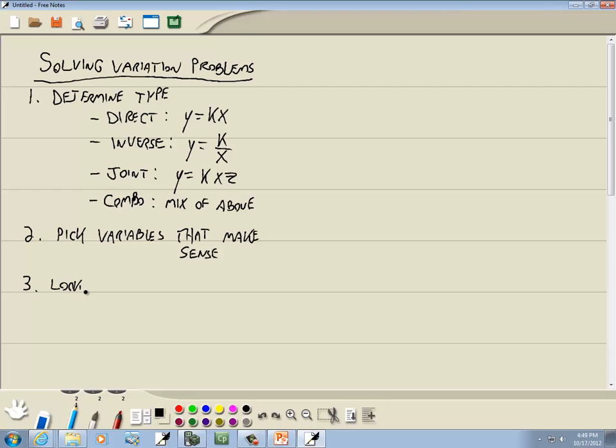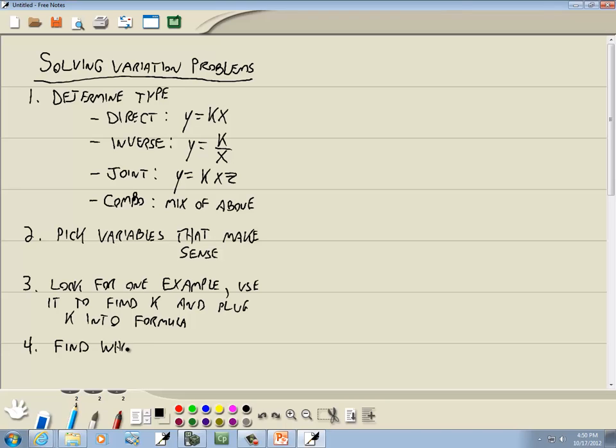Step 3. Look for your one example. So look for your one example. Use it to find k. And plug k into your formula. And step 4, find what they really want. So find what they really want.